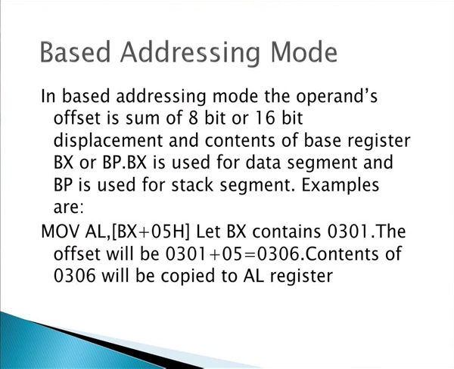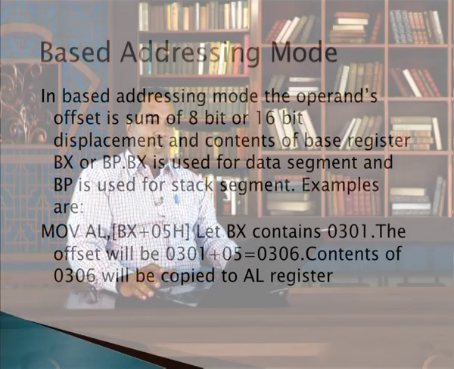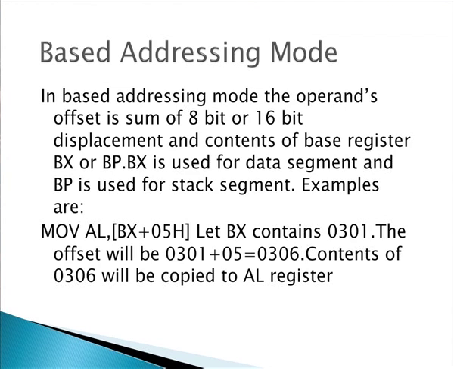Now, the next addressing mode is based addressing mode. In based addressing mode, the operand's offset is the sum of an 8 bit or 16 bit displacement and the contents of base register BX or BP. BX is used for data segment and BP is used for stack segment. To summarize, we can say that in case of based addressing mode, the operand's address is defined by some base register. Now, let us see a few examples of based addressing mode.